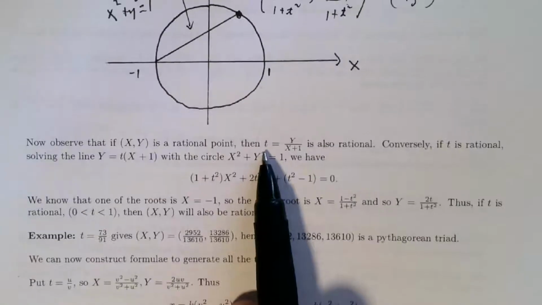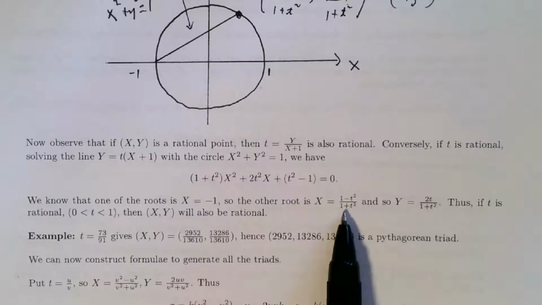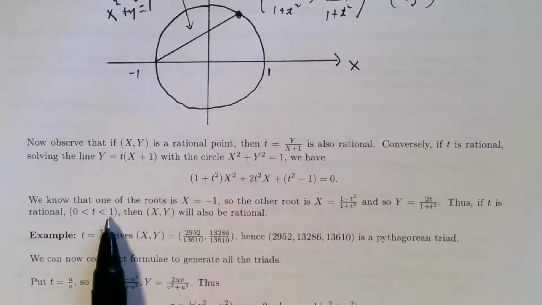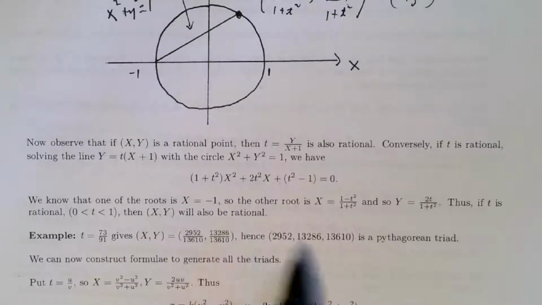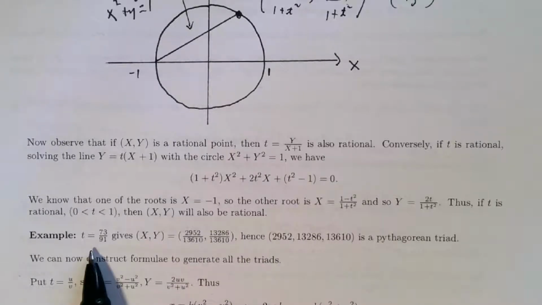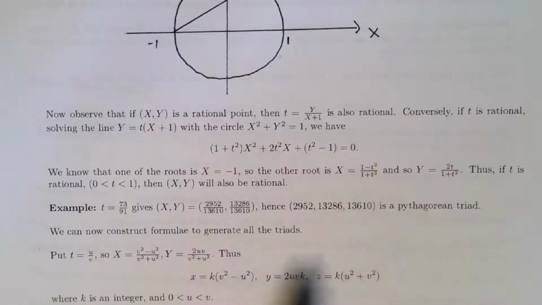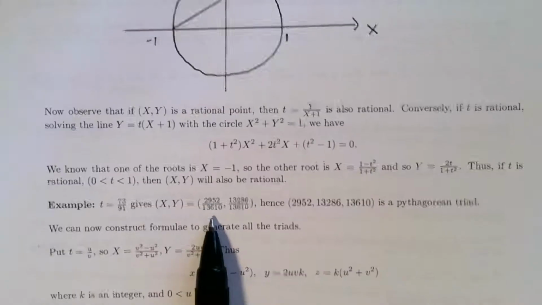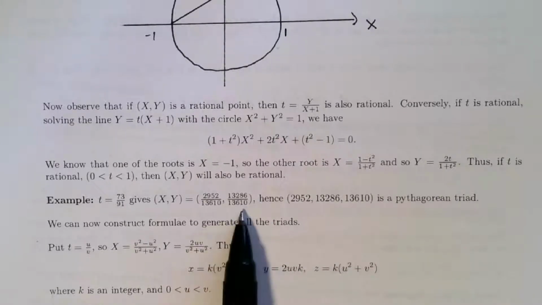However, in our case, we've seen that if you've got a rational point, it corresponds to a rational gradient of the line, and if you've got a rational gradient, it corresponds to rational points. So if t is a rational number strictly between 0 and 1, then x and y will also be rational. Just as a quick example, if I take t to be, say, 73 on 91, a fraction I picked at random, and I plug that into my formula here, I get x and y as these fractions: 2952 on 13610 for x, and 13,286 over the same denominator.